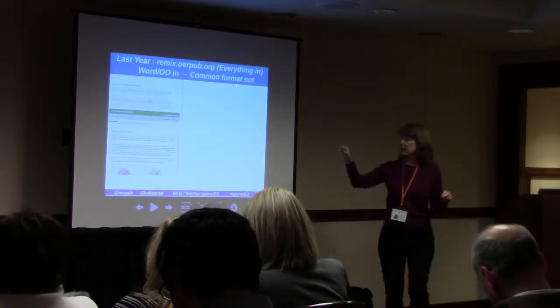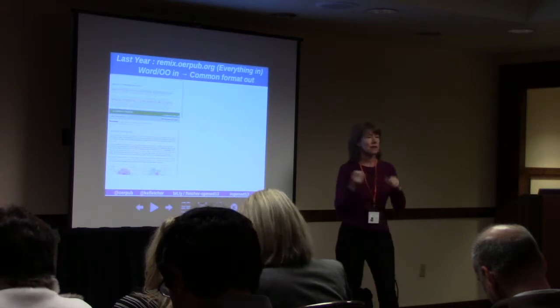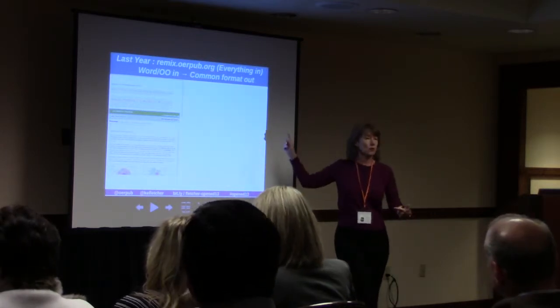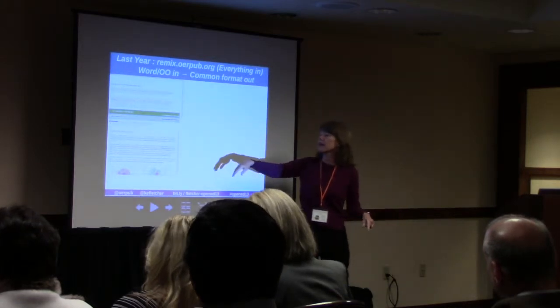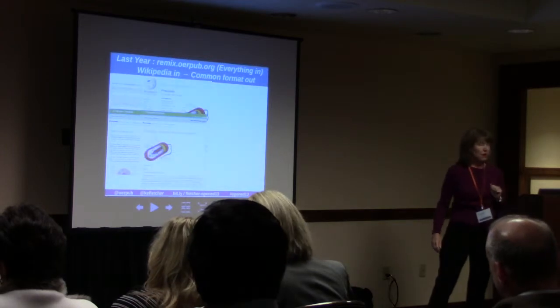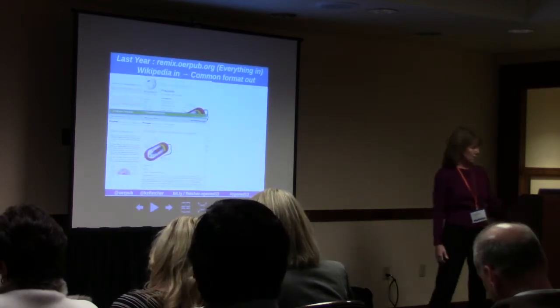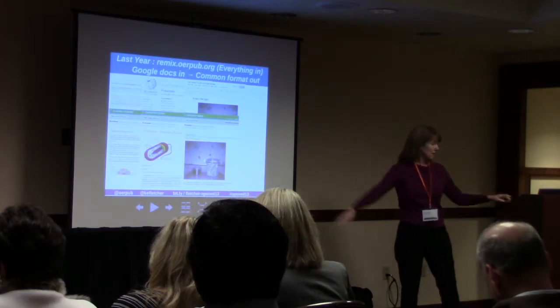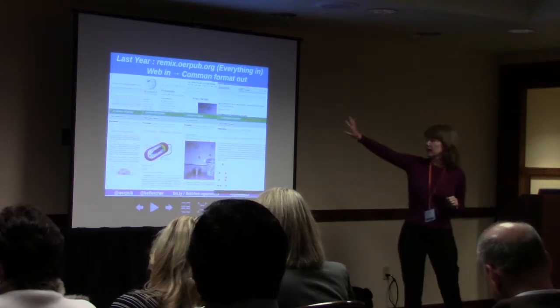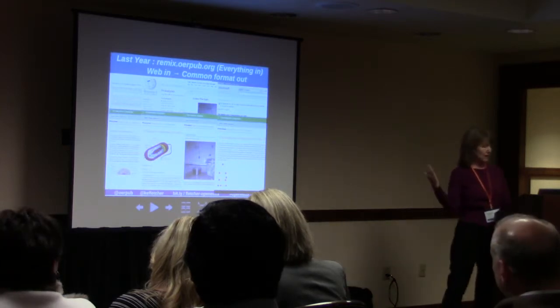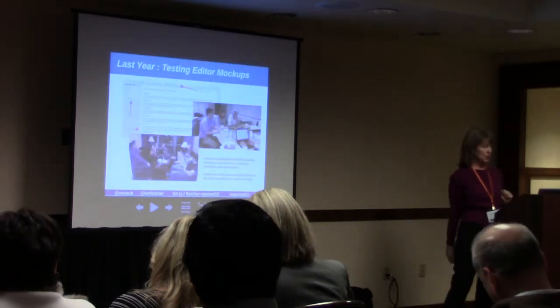And I showed something, you're not going to be able to see exactly what this is because I'm just doing a rehash, but this was the everything in part. We have a tool called remix, remix.oerpub.org, where you can take Word documents, get a common format out. You can take Wikipedia articles, get a common format out. You can take Google Docs, get a common format out. And you can take various websites, blogs, etc., get a common format out. So that's the everything in part, and that's what we showed last year.